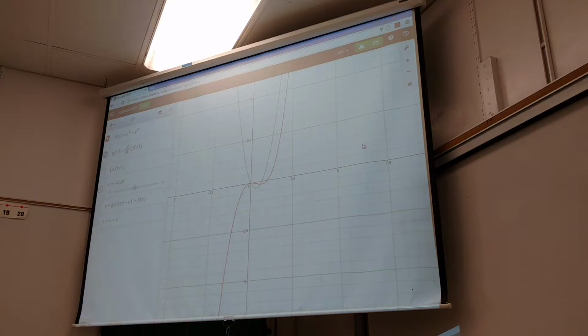What's the derivative? 3x squared minus 2x. So it's going to be an upward parabola, and there it is. Let me turn it off. I don't care about that.